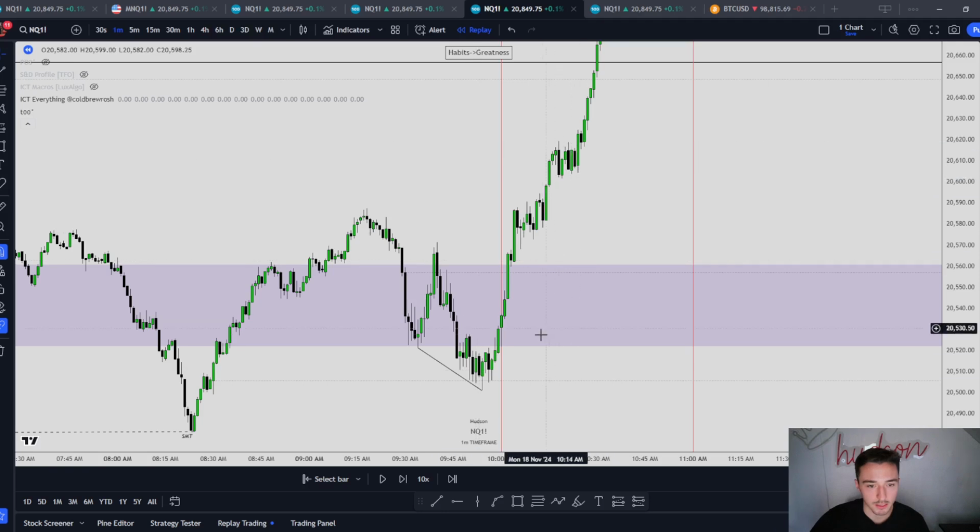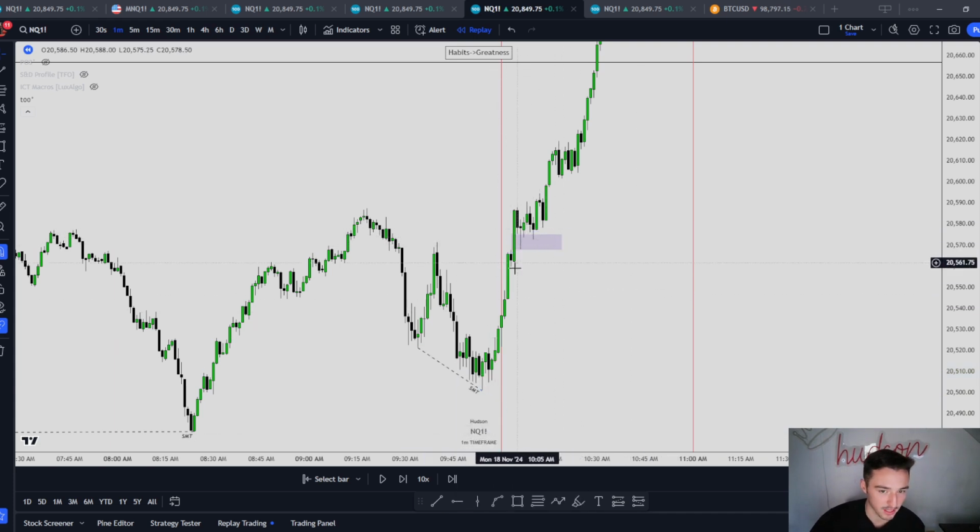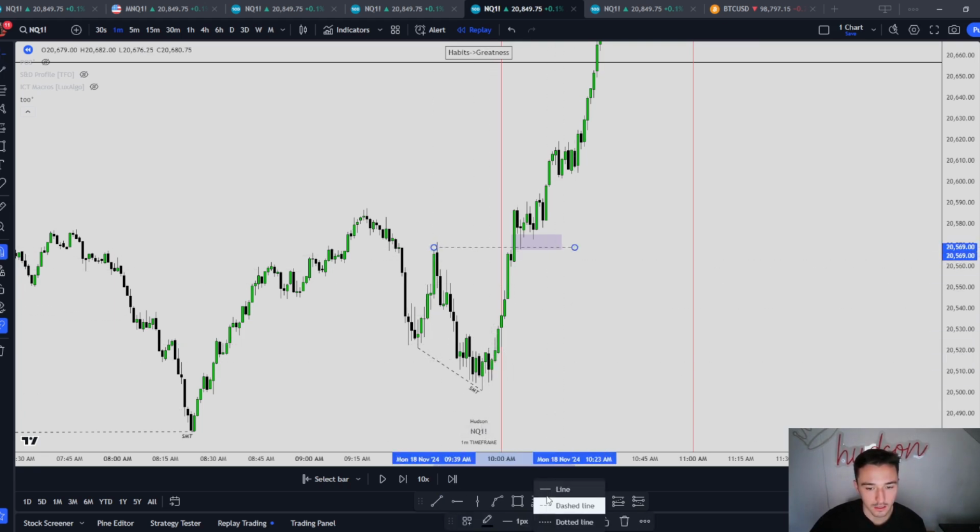Okay, displacement out of here. First presented fair value gap that gets tapped into. Now, why would I expect us to respect this fair value gap and not rebalance this breaker? This is going to support us to continue right here. This breaker, this up close candle. This fair value gap gets displaced through here. I would not expect us to come down here and rebalance this.